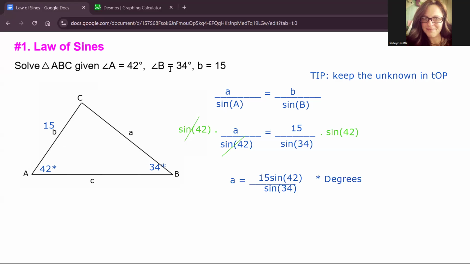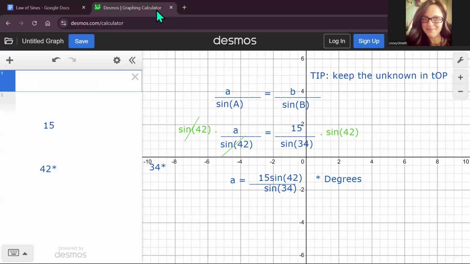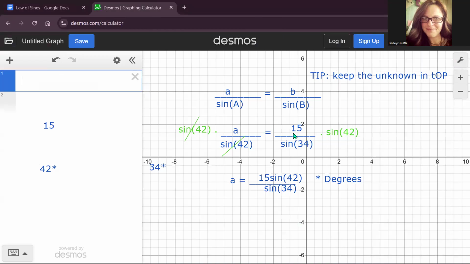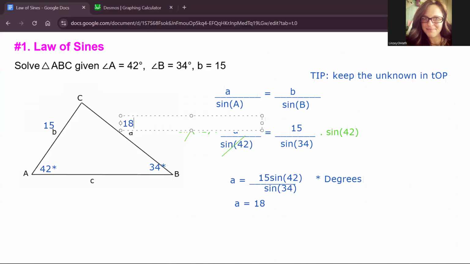I'll show you here in Desmos. If you go to the upper right-hand corner, you see the wrench, and we'll click on that and make sure that you have degrees. And then we'll type in a fraction, 15 sine of 42 divided by sine of 34 degrees. And we get side A is 17.949. I'm going to round up to 18. Side A is 18.